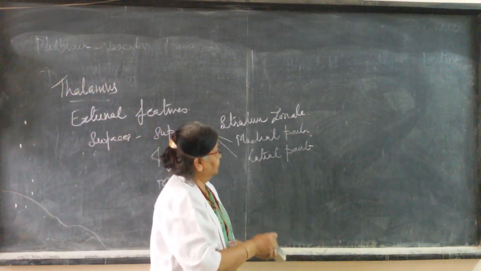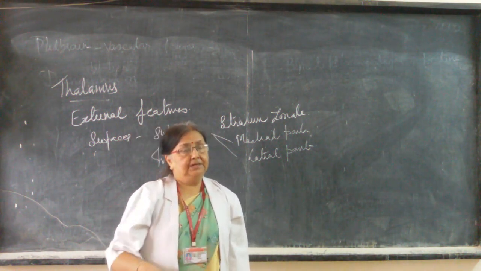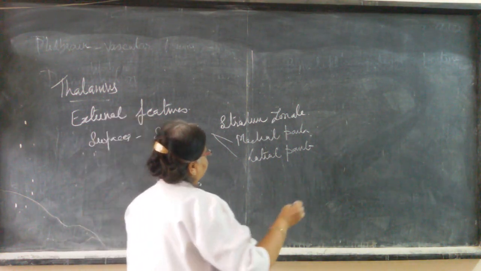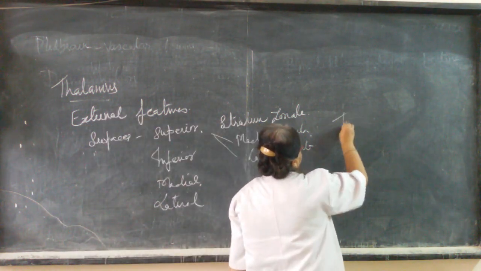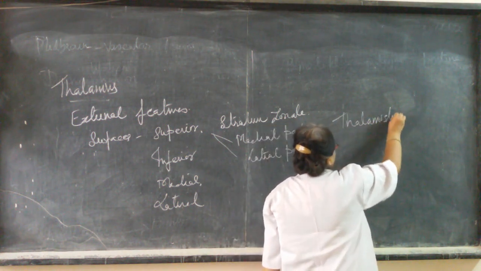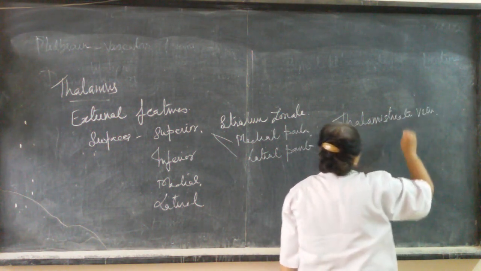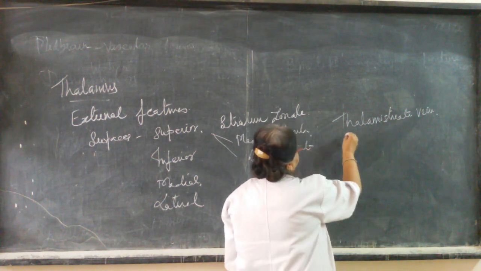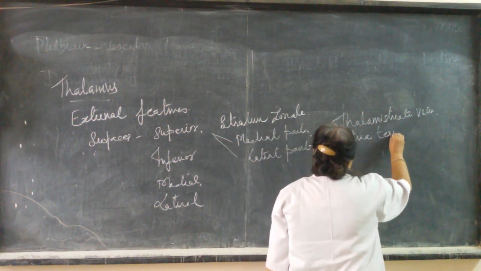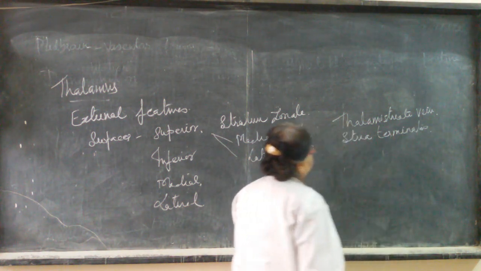And the superior surface is separated from the body of the caudate nucleus by a groove, and this groove contains the thalamostriate vein and stria terminalis.